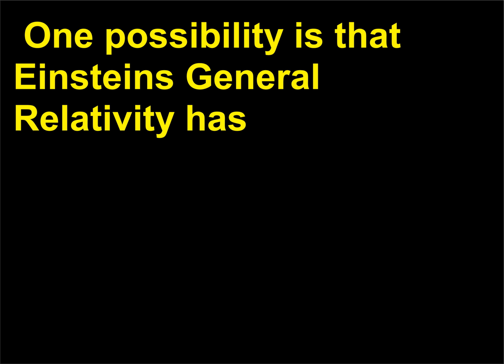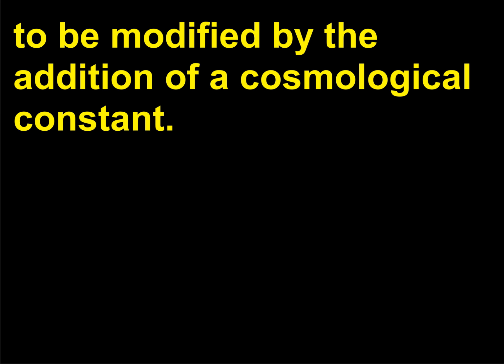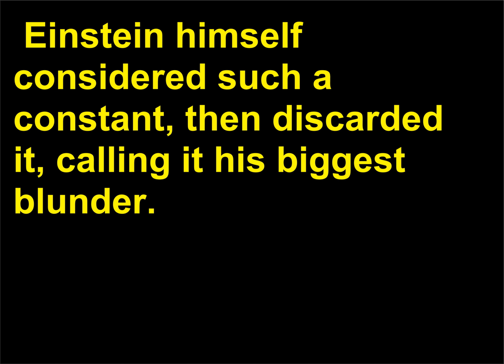One possibility is that Einstein's general relativity has to be modified by the addition of a cosmological constant. Einstein himself considered such a constant, then discarded it, calling it his biggest blunder.